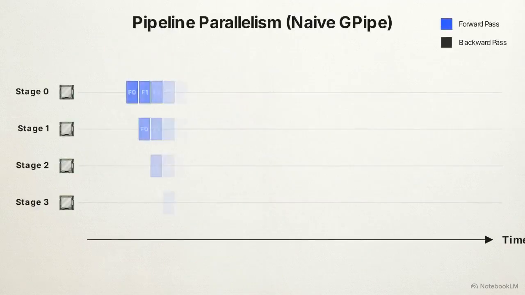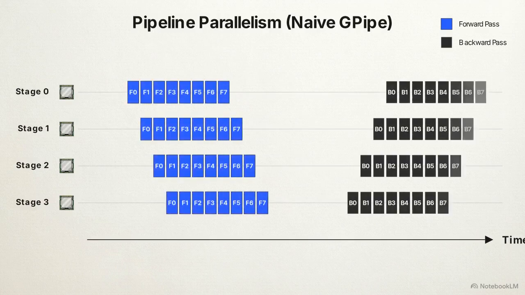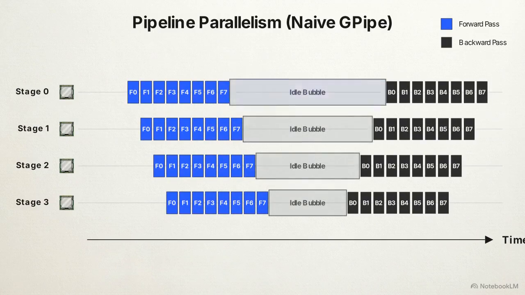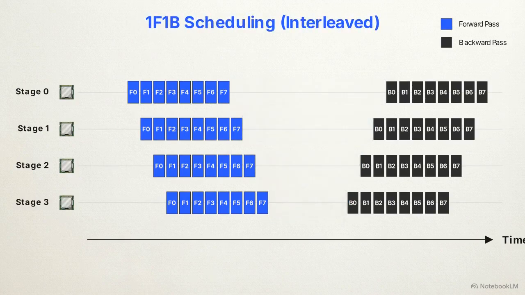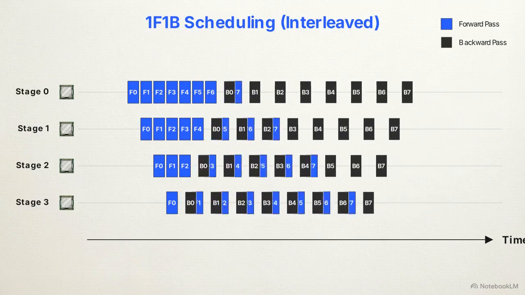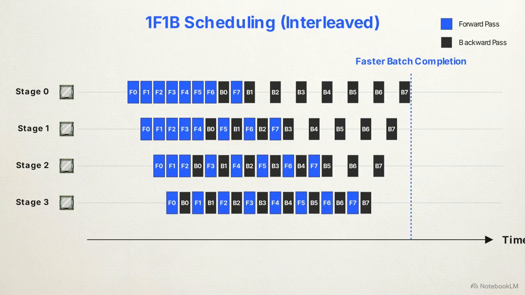This pipeline chart exposes the fatal flaw of pipeline parallelism, the bubble. Hardware sits idle waiting for previous stages to finish. To solve this, architects use one forward, one backward scheduling, or 1F1B. 1F1B interleaves new forward passes with older backward updates, filling idle gaps and maximizing utilization.